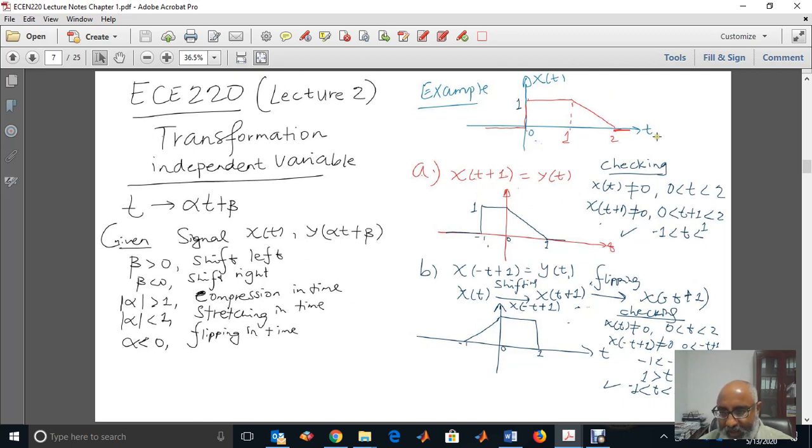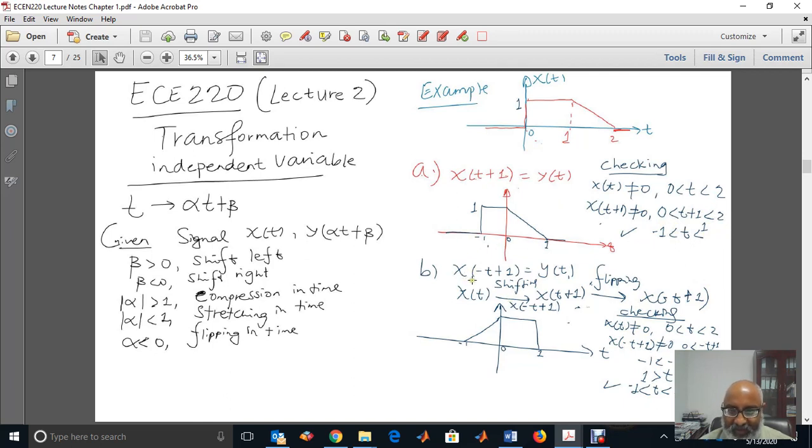Okay, so we can find also the interval where it is different from 0. The original signal is different from 0 between 0 and 2. So the translated signal should be different from 0 when 0 is less than t plus 1, less than 2. And if we subtract 1 from both sides, I have negative 1 less than t less than 1. So it will be between negative 1 and 1.